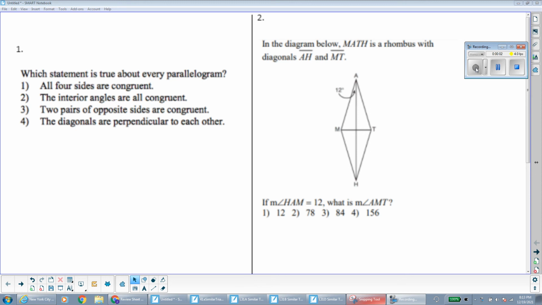Everybody, in this video, I'm going to be going over the review sheet for test number 5. So question number 1 says, which statement is true about every parallelogram?